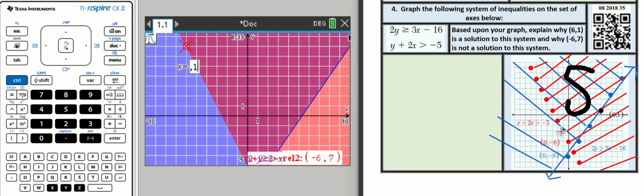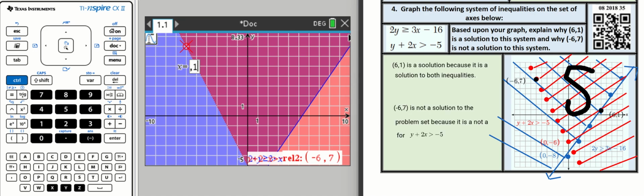And now time for negative 6, 7. 1, 2, 3, 4, 5, 6. And then up 7. 1, 2, 3, 4, 5, 6, 7. Looks like it's on this dot. Now the dot is not a solution, right? It's a dotted line. So it's not a solution. And they're pointing this other way, right? But it's not, because it's dotted. Not a solution.